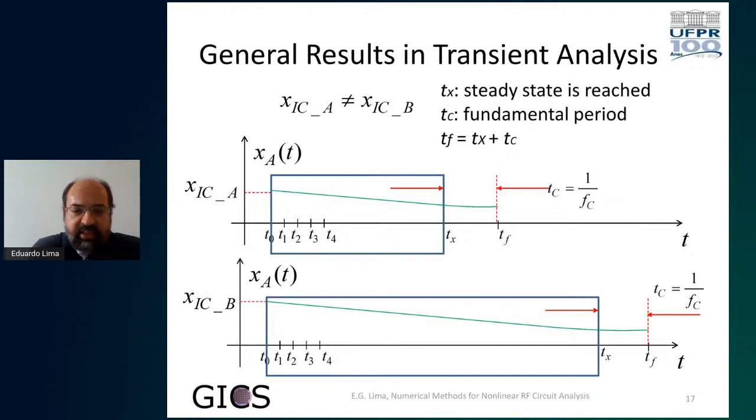In this slide, we have 2 examples of waveforms in which the time required to reach the steady state is much larger than the fundamental period TC. The waveform shown below has a longer time to reach the steady state.